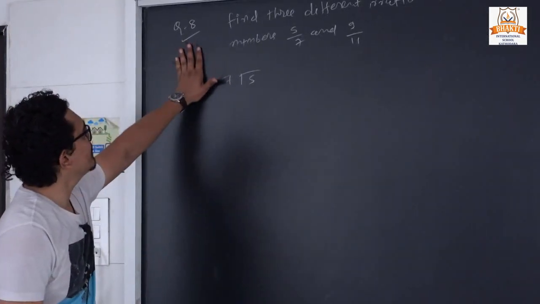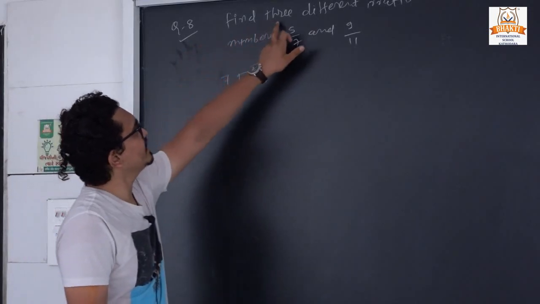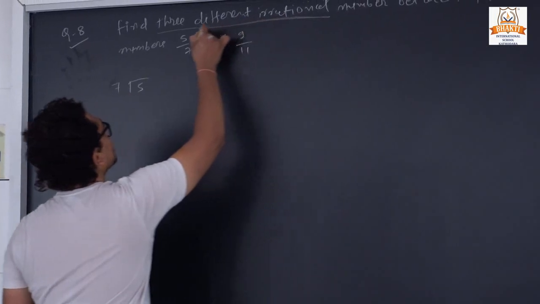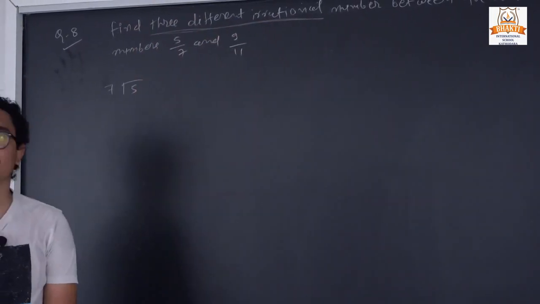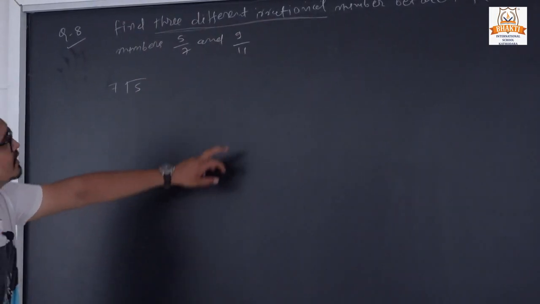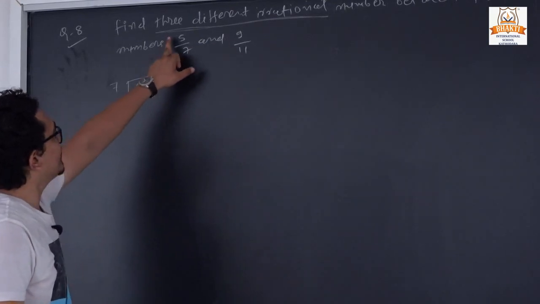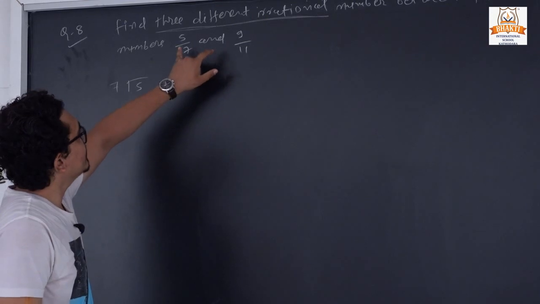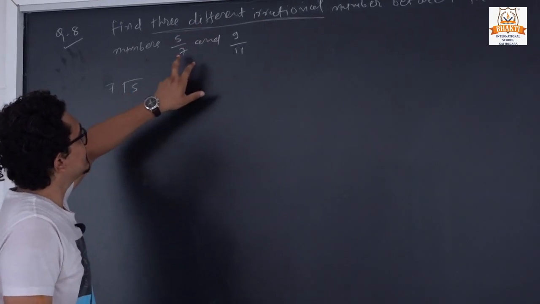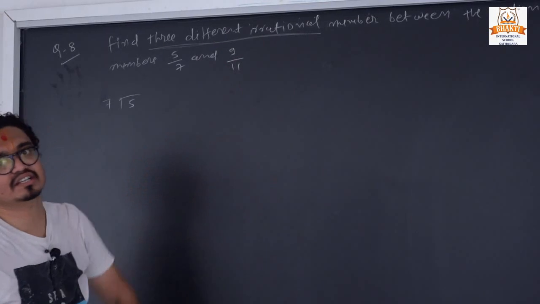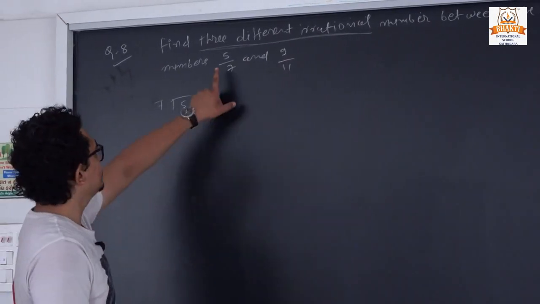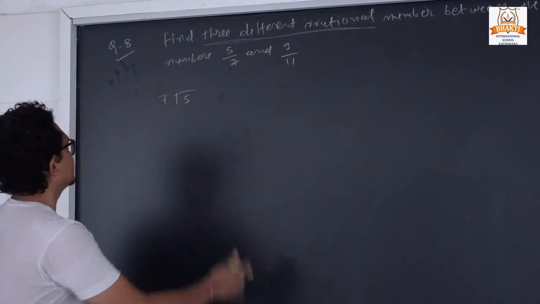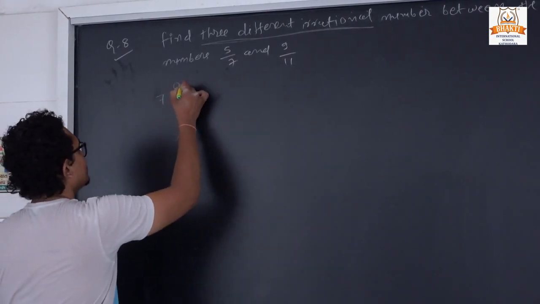In question number 8 they are asking to find 3 different irrational numbers. Irrational means which is not in p upon q form, between the rational numbers 5 by 7 and 9 by 11. So we want to find the irrational numbers which lie between these 2 rational numbers. For that, first of all we start with our first number, 5 divided by 7. So here we can start. So here we will put 0.